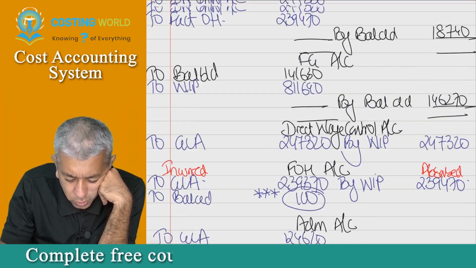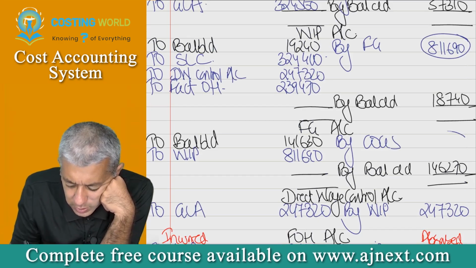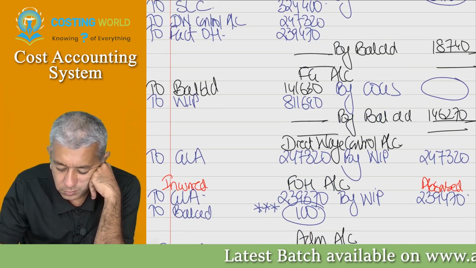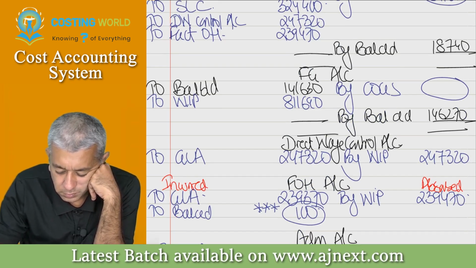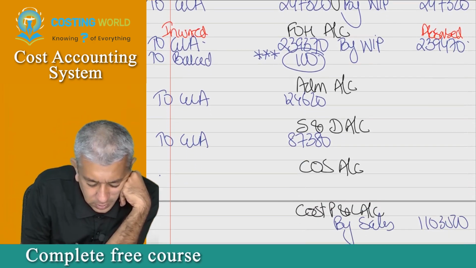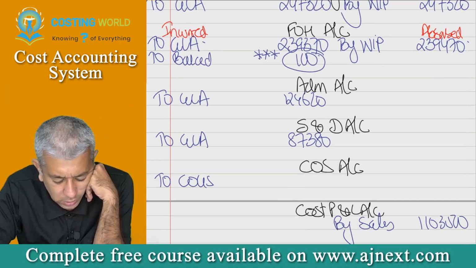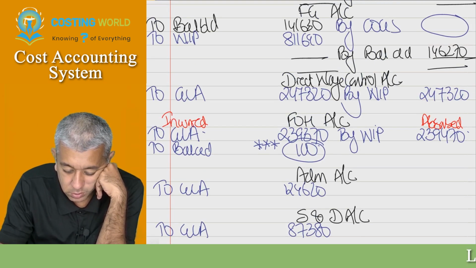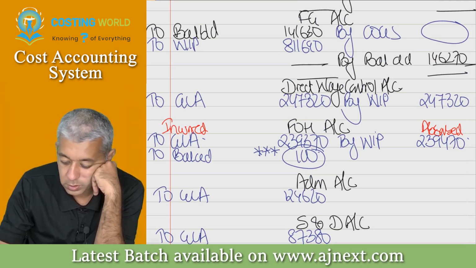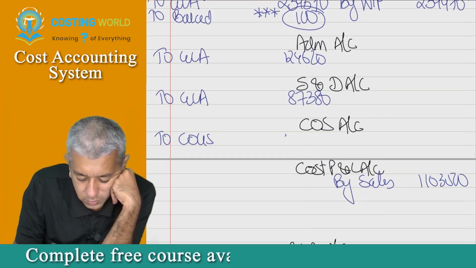Okay, so do one thing. In the finished goods account, now nothing more comes. On the credit side, by COGS, get me that balancing figure and transfer it ultimately to cost of sales. 141,630 plus 811,690 less 146,270 is 807,050.